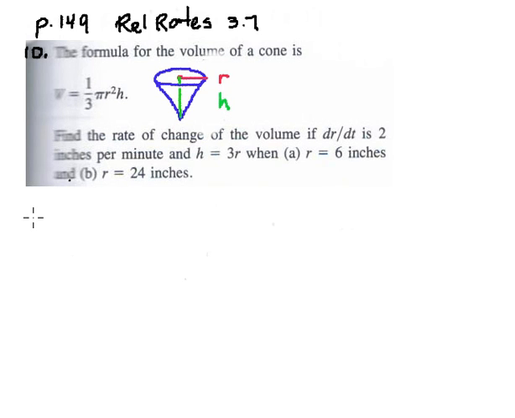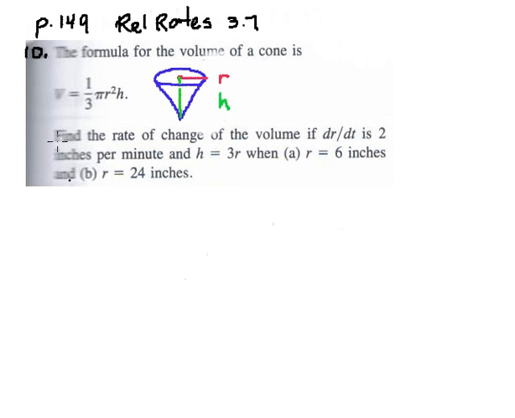Page 149, number 10. The formula for the volume of a cone is V equals 1/3 pi r squared h. And there we have a picture of a cone, and in that picture you can see that r is this red line over here, and h is the height. And r is the radius of one cross-section of the cone, a circular cross-section.